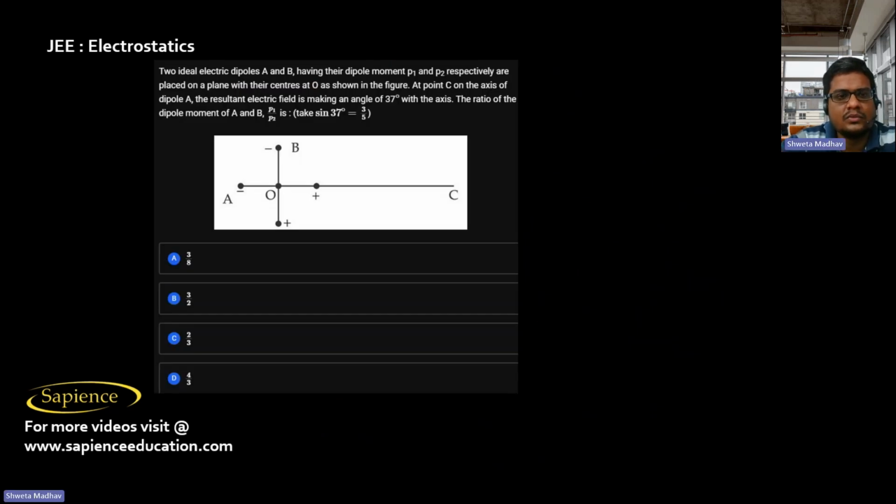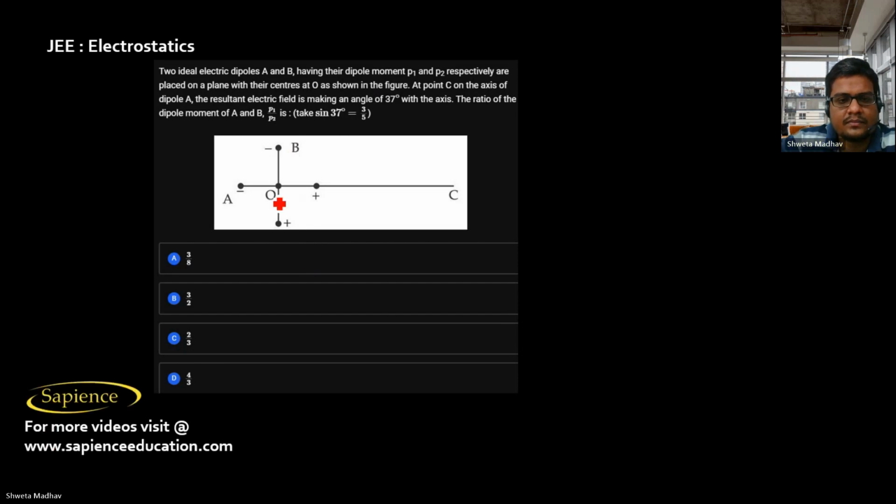Then here it is told two ideal electric dipoles A and B having their dipole moments P1 and P2 respectively are placed on a plane with their centers at O as shown in the figure. At point C on the axis of dipole A, the resultant electric field is making an angle 37 degree with the axis. The ratio of the dipole moments of A and B, that is P1 by P2, is?